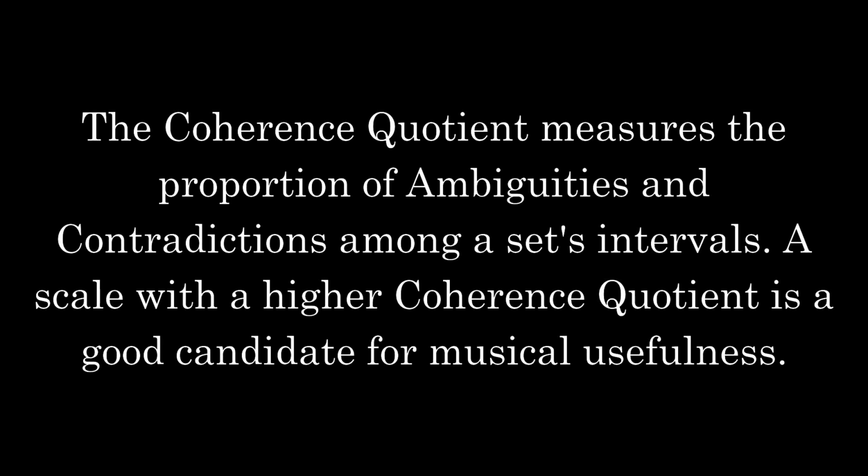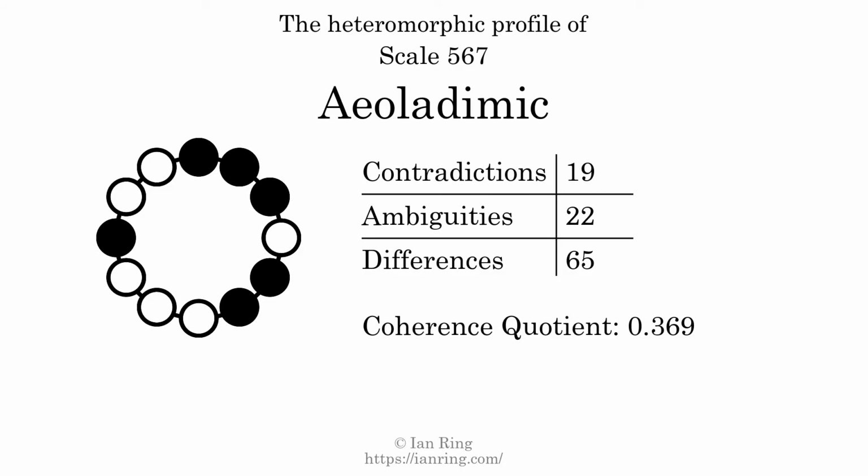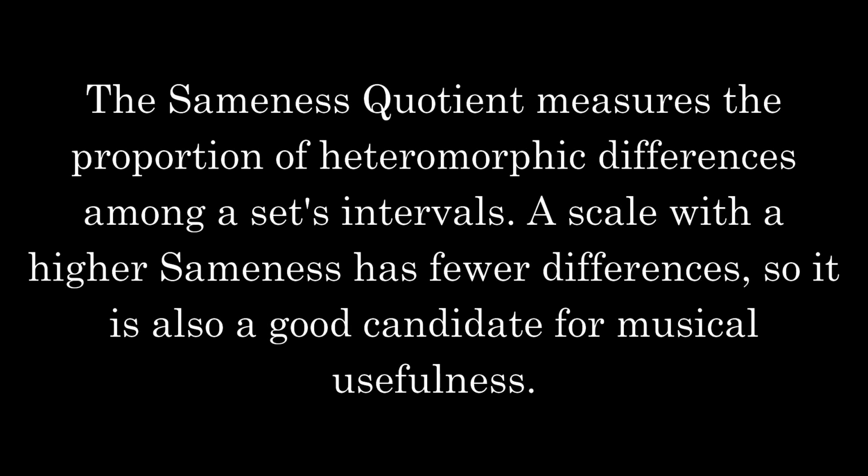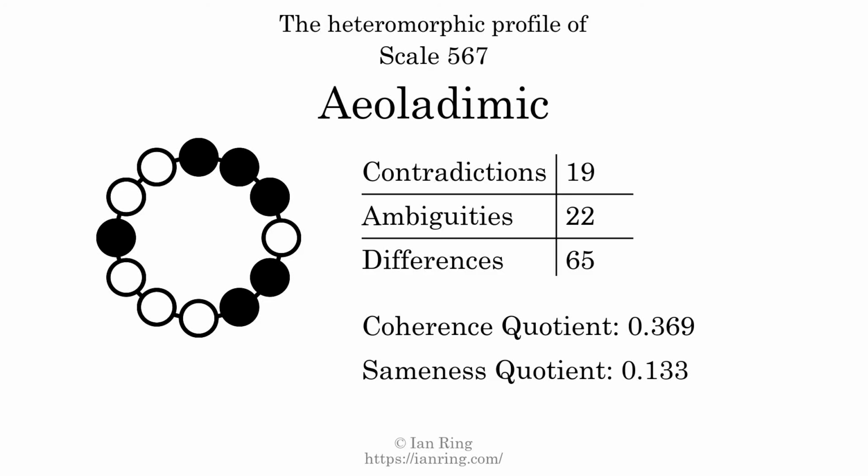The coherence quotient measures the proportion of ambiguities and contradictions among a set's intervals. A scale with a higher coherence quotient is a good candidate for musical usefulness. The coherence quotient is 0.369. The sameness quotient measures the proportion of heteromorphic differences among a set's intervals. A scale with a higher sameness has fewer differences, so it is also a good candidate for musical usefulness. The sameness quotient is 0.133.